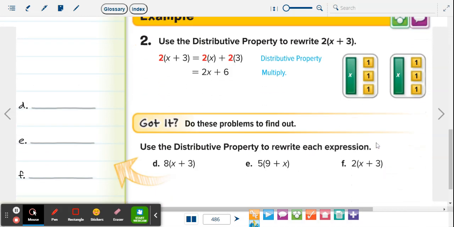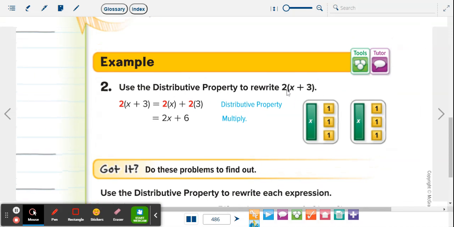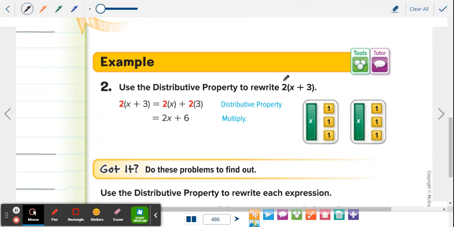But these are the ones I want to show you down here. When you have 2 times the parentheses of x plus 3, all you're doing is 2 times x, 2 times 3. That's the distributive property. It's literally just taking that number outside and multiplying it by everything on the inside. So 2 times x would be 2x. 2 times 3 is 6. That's it.